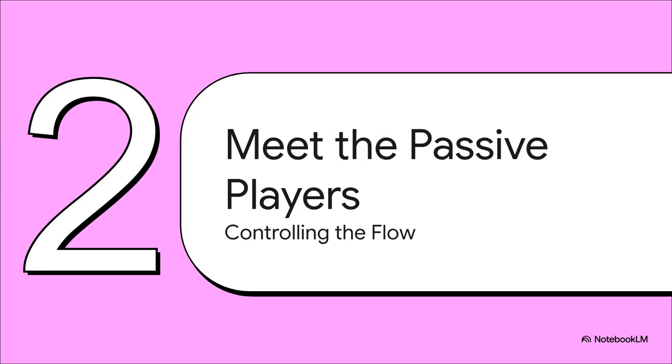Okay, so once you have power, you can't just let it run wild. That would be chaos. You need to control it, and that's where our passive players come in. We call them passive because they don't create their own power, but man, they are absolutely essential for telling that power where to go, how fast to move, and what to do.